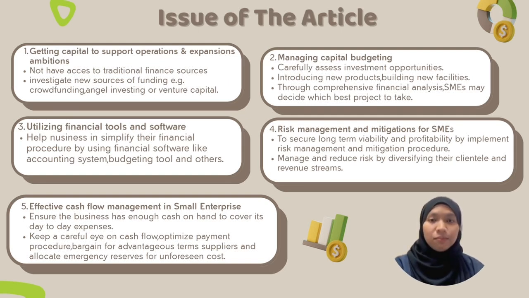The last issue is about effective cash flow management in small enterprises. Cash flow is important as it ensures the business has enough cash on hand to cover its day-to-day expenses like rent, utilities, and payroll. Thus, if ineffective cash flow happens, small and medium-sized businesses must keep a careful eye on their cash flow, optimize their payment procedures, negotiate advantageous terms from suppliers, and allocate an emergency reserve for unforeseen costs. That is all for the issues of the article.